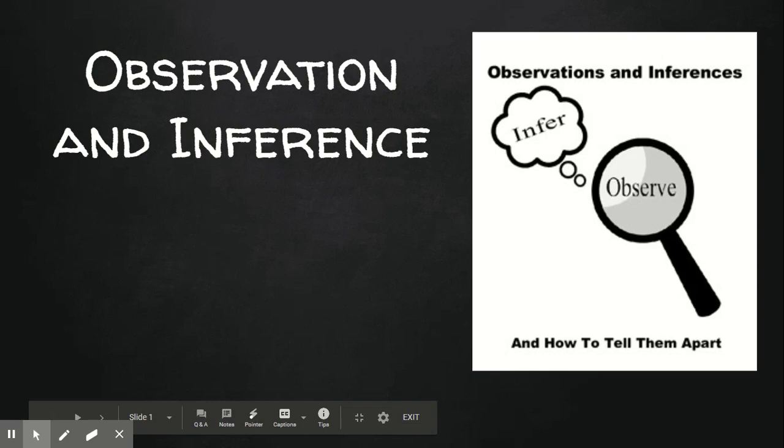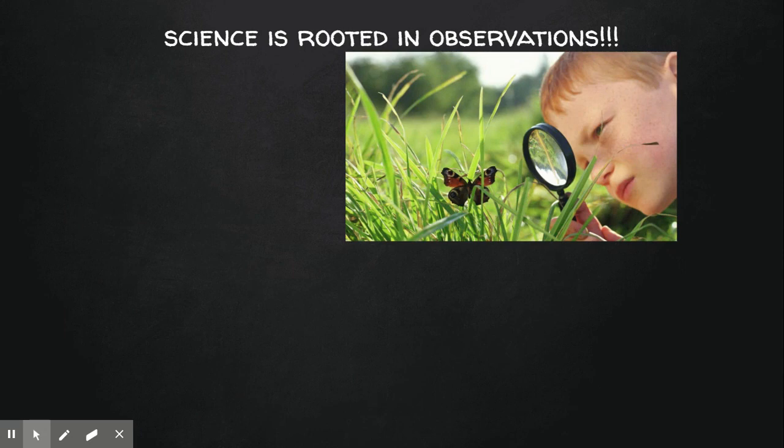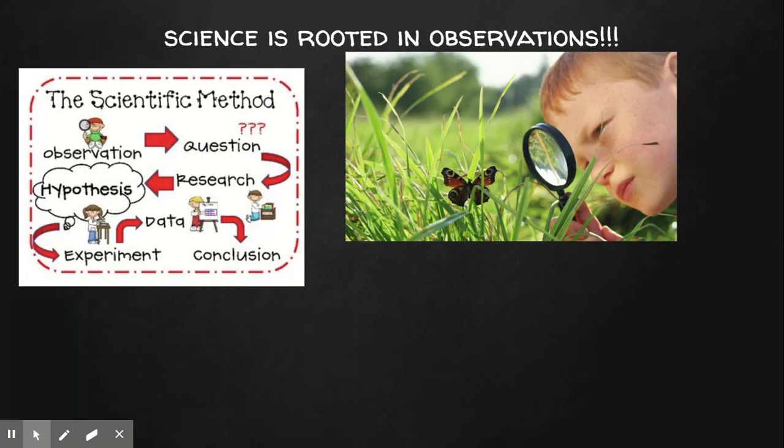Hi, the purpose of this video is to talk about observation and inference and make sure we understand how to tell them apart, something very important for science. So we know that science is driven by our natural curiosity and it's rooted in the observations that we make as being curious people. That's why it's often shown as the first part of the scientific method, even though we do observations in other parts of the scientific method.